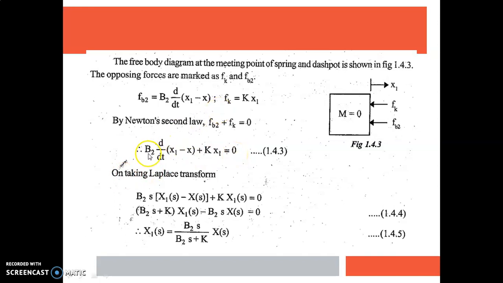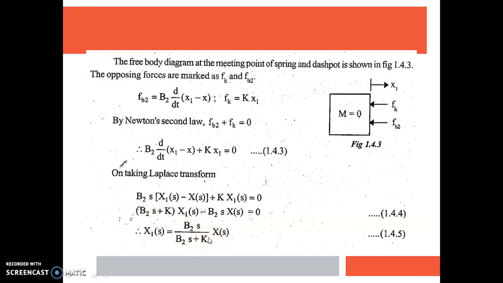Now taking the Laplace transform, it will become b2 into s into x1 of s minus x of s, plus k into x1 of s. Again, you group. You take x1 of s outside. This will become b2s plus k into x1 of s, minus b2s into x of s. So as here also, you have to find out what is x1 of s. X1 of s will be equal to b2s into x of s divided by b2s plus k.